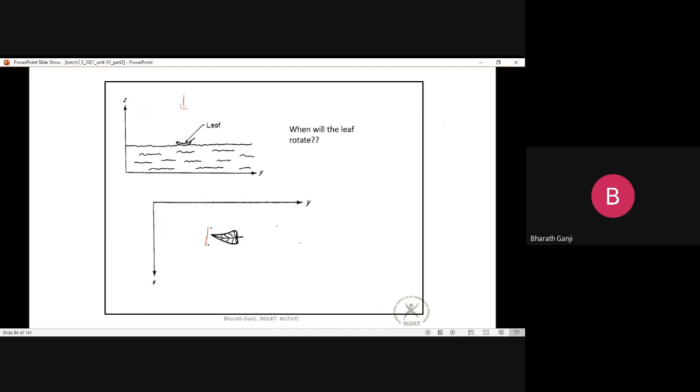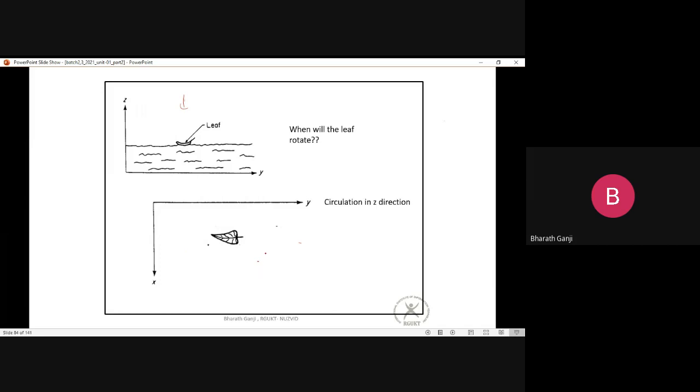Say, for example, at every point here you can define the velocity of water in some direction. Suppose the velocity directions of the water here are like this, then this water can actually rotate this leaf. There is a chance of rotating this leaf, right. So let us see mathematically how this leaf can rotate.